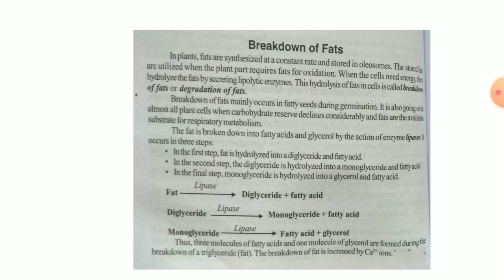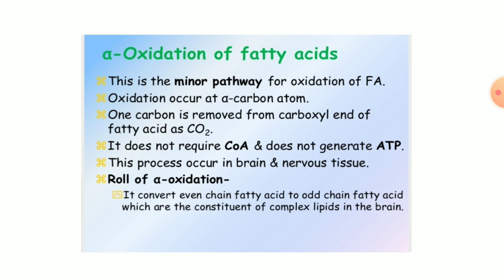The further breakdown of fats involves three pathways. Firstly, the oxidation of glycerol. Secondly, oxidation of fatty acids. And thirdly, the glyoxylate cycle. So, we will be taking the second one, which is the oxidation of fatty acids. The breakdown of the fatty acid takes place by two mechanisms, the alpha oxidation and the beta oxidation.